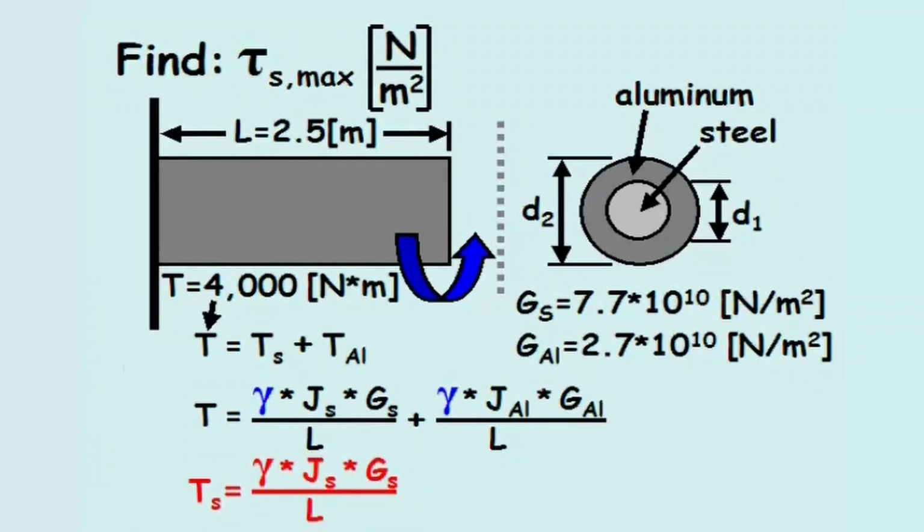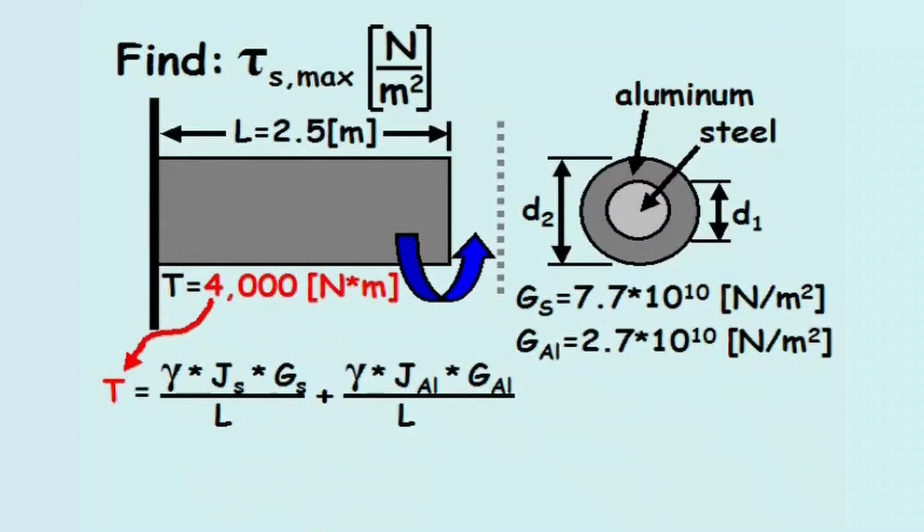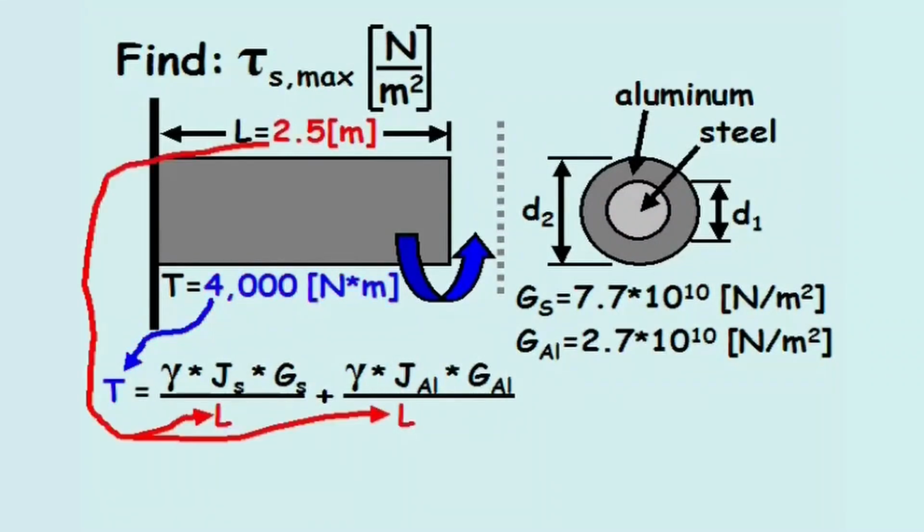So far, we already know the applied torque is 4,000 Newton meters. And we've been given that the length is 2.5 meters and the moduli of shear equal 7.7 times 10 to the 10th Newton per meter squared and 2.7 times 10 to the 10th Newton per meter squared for the steel and aluminum, respectively. But we still need to calculate the polar moments of inertia.